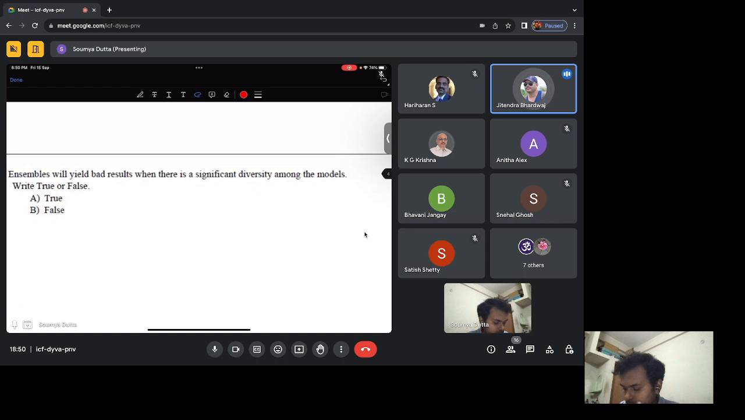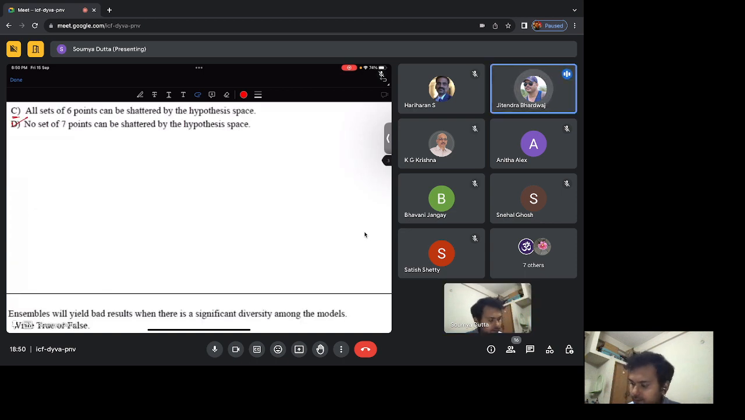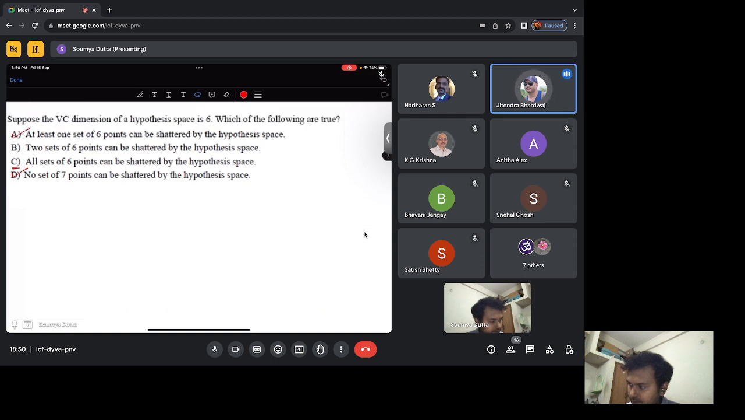False. One question regarding VC. What about the VC dimension for some function like sine omega t, or some trigonometric function? A hypothesis space of sines. Suppose some data is distributed like this, sinusoidal. So what will be the hypothesis VC dimension in this case?